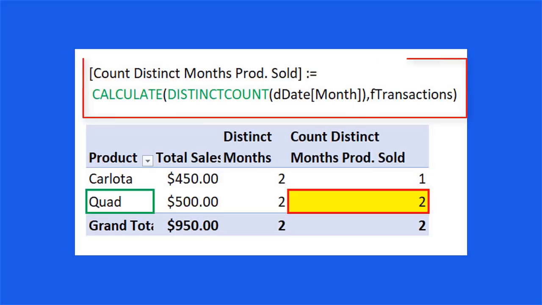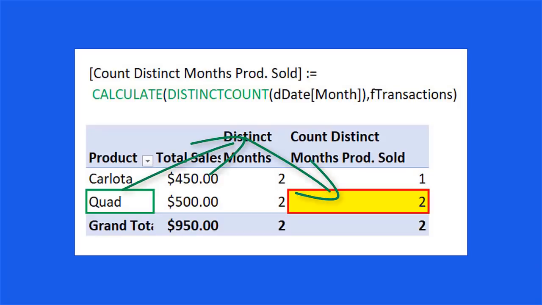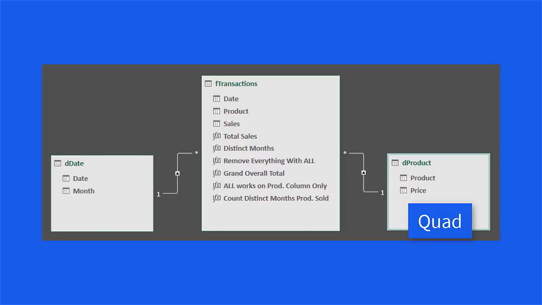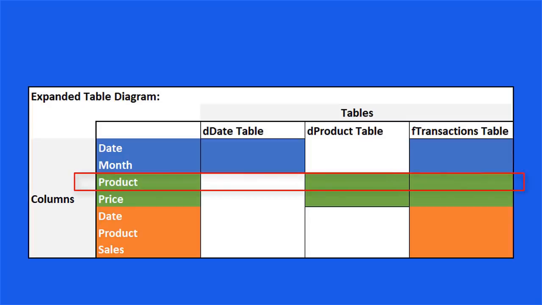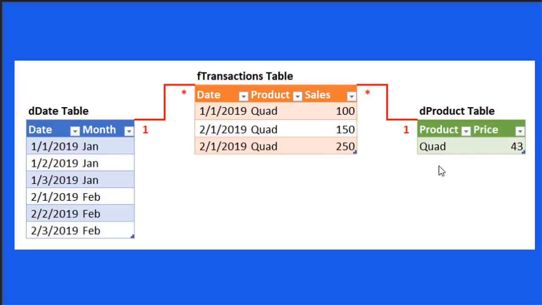Now, taking a closer look at this measure in the Quad row of this pivot table, before we drop the measure in the pivot table, looking at the underlying data model, no columns are filtered anywhere. That Quad filter flows into the measure. If we're looking in diagram view, that Quad product filter flows across the one-to-many relationship over to the FTransaction table. If we're looking at the expanded table diagram, the product column definitely is in that table. So when we use that condition or criteria, it filters the fact table.